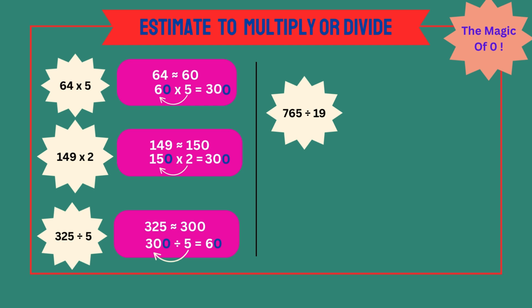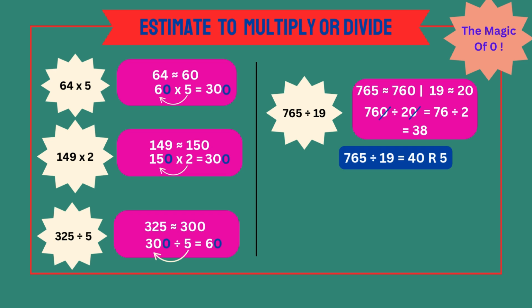Now for some tricky ones. 765 divided by 19. To get easy numbers, we round down 765 to 760 and 19 is taken as 20. To make it even simpler, we take out 0 from both dividend and divisor. So, 760 divided by 20 is the same as 76 divided by 2. Our answer is 38 approximately. You can calculate and check whether our estimate is near to the actual answer.